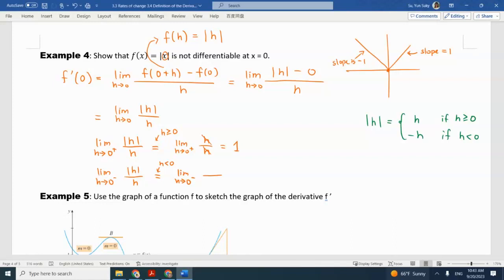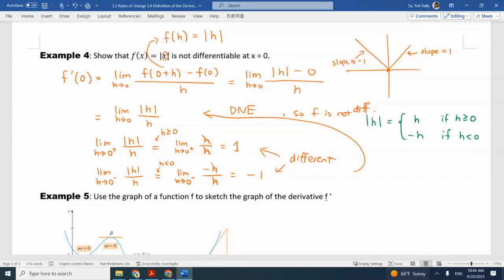If h is negative, yeah, negative h. What happened? You cancel the h and you get negative 1. Do you see they are different? If your left side limit and right side limit do not match, then you can conclude this limit does not exist. So f is not differentiable. So we can get this conclusion.